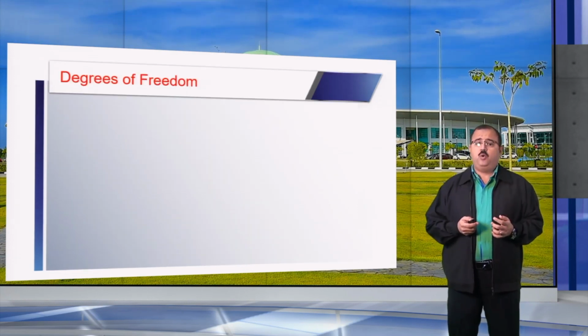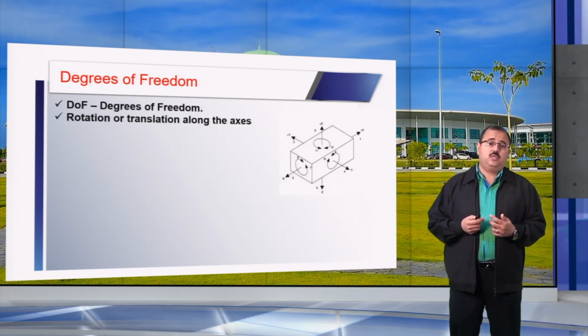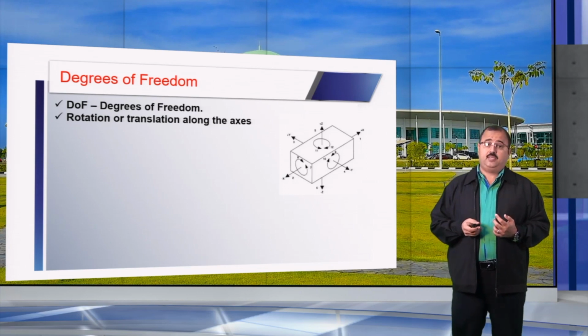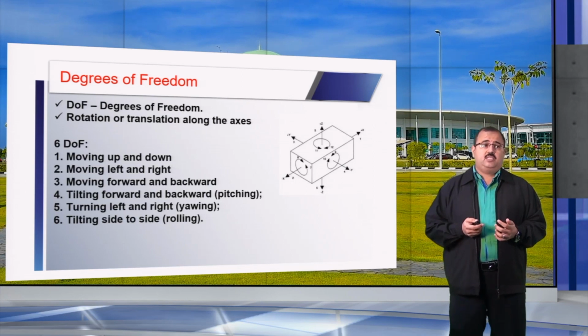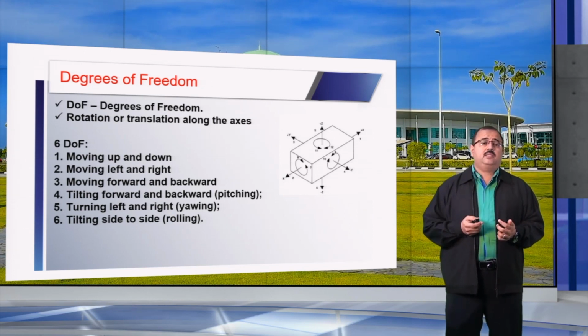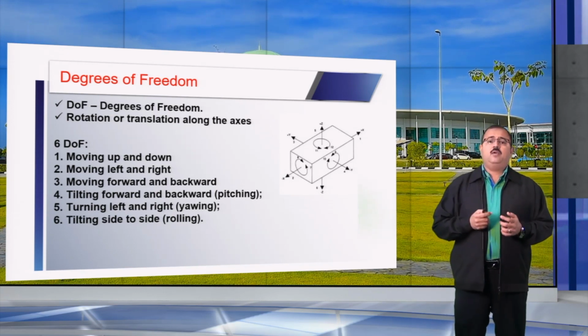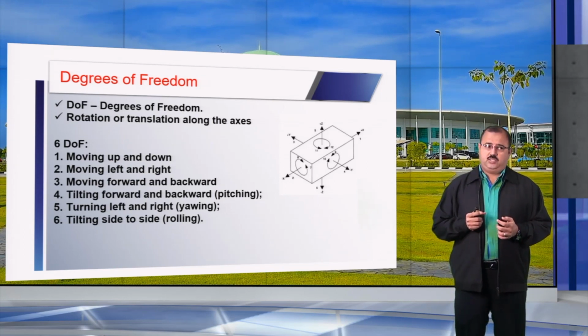Degrees of freedom, or DOF, is the freedom to rotate or translate the input device along different axes, such as X, Y, Z. If we consider three axes, X, Y, Z, we have 6 DOF: moving up and down, moving left and right, moving forward and backward, tilting forward and backward (pitching), turning left and right (yawing), and tilting side to side (rolling).